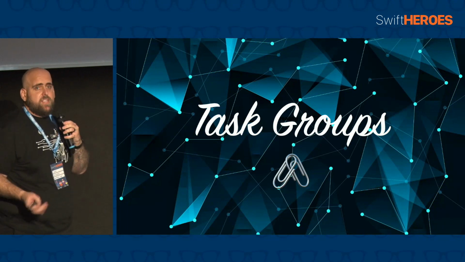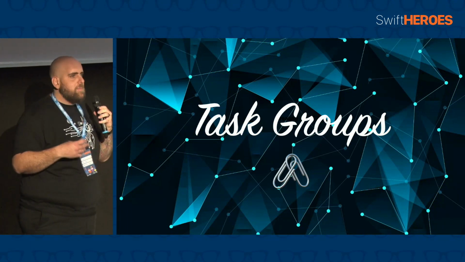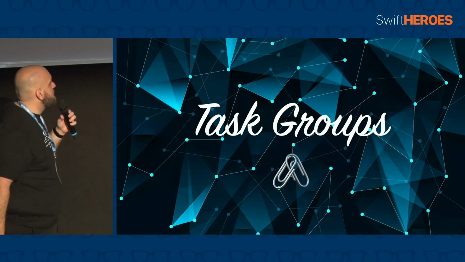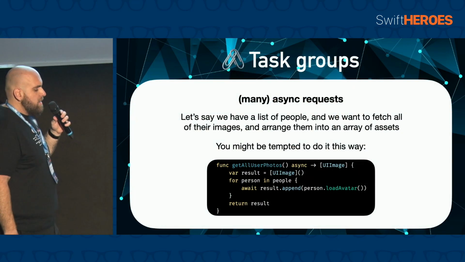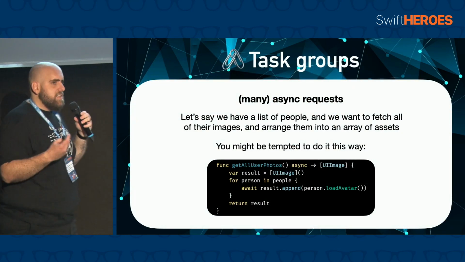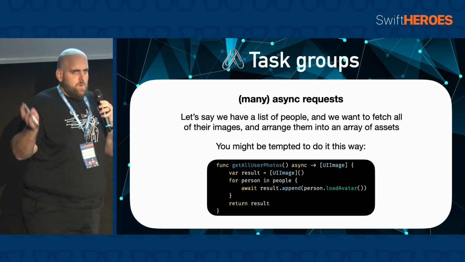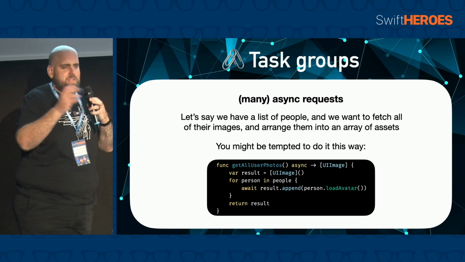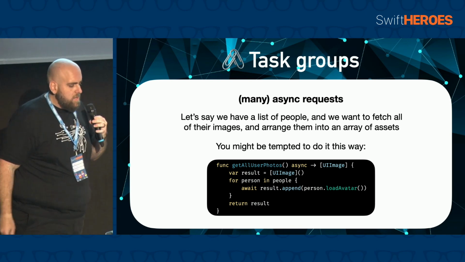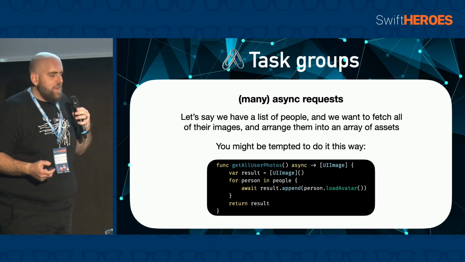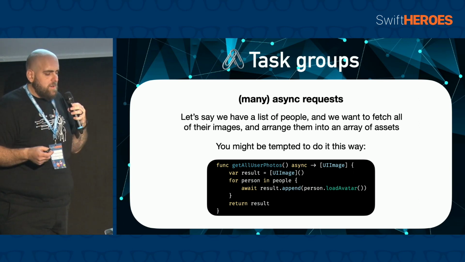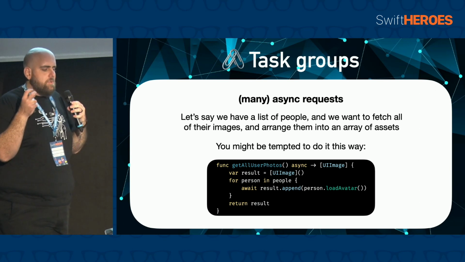Let's quickly switch to task groups, which are one of the best and most useful features of async await, in my opinion. So let's talk about a scenario where we want to run a lot of pieces of work together. And I'm not talking 2 or 3 pieces, I mean hundreds, for example. So we have a list of people, and you want to fetch all of their images, all of their avatars, and gather them into this array of assets.